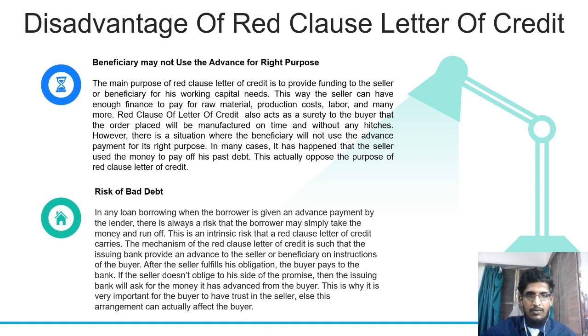The mechanism of red clause letter of credit is such that the issuing bank provides an advance to the seller or beneficiary on instruction of the buyer. After the seller fulfills his obligation, the buyer pays the bank. If the seller doesn't honor his side of the promise, then the issuing bank will ask for the money of the advance from the buyer. This is why it's very important for the buyer to have trust in the seller, else this arrangement can actually affect the buyer.